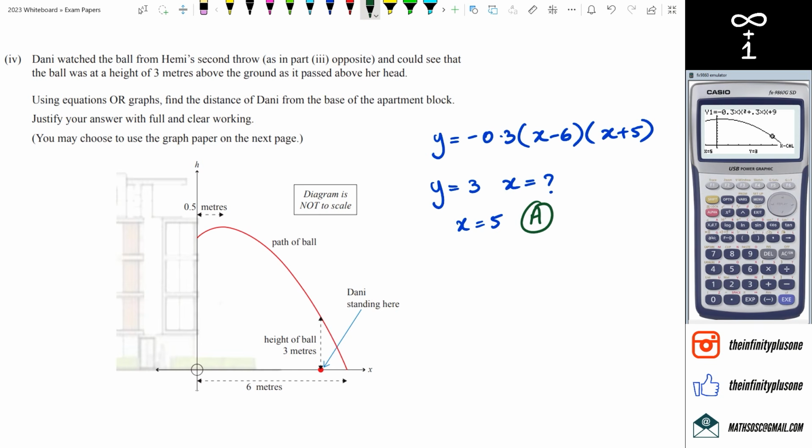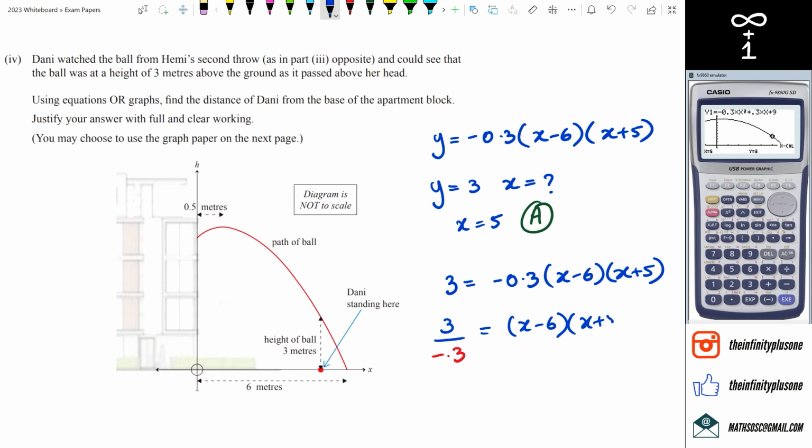All right, so what you want to do is show the working. Now to show the working, what you could do is go y is equal to 3, so 3 is equal to -0.3(x - 6)(x + 5). Now here's where some of your algebra is going to come in handy. Get rid of that -0.3 first, so divide by -0.3. Now 3 divided by -0.3 is -10. We've got a quadratic here, we are going to expand it.